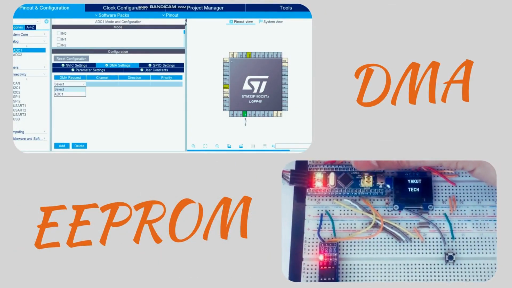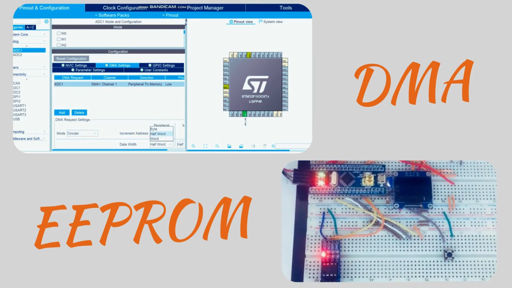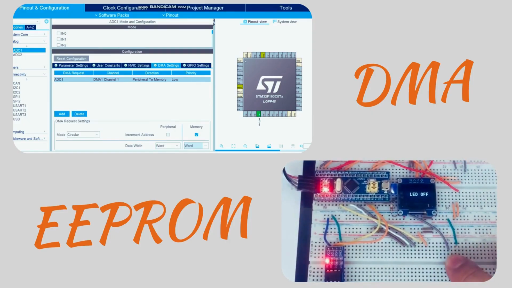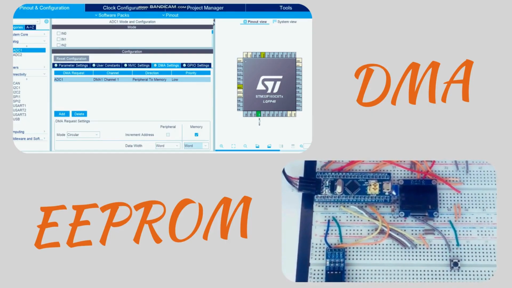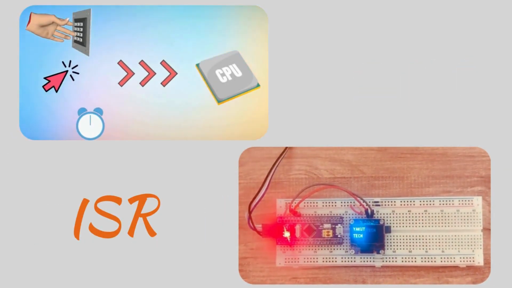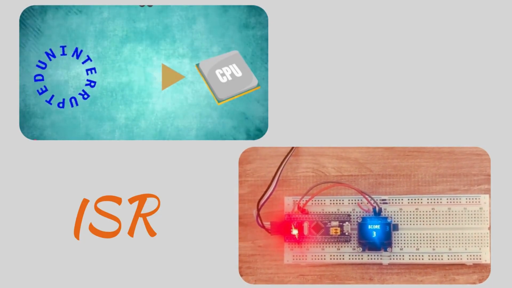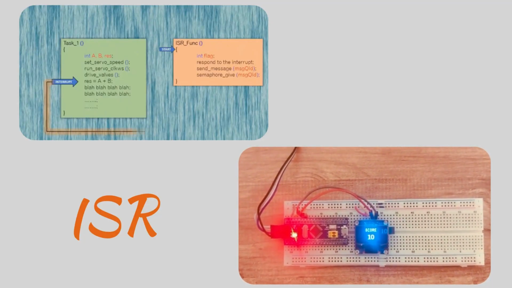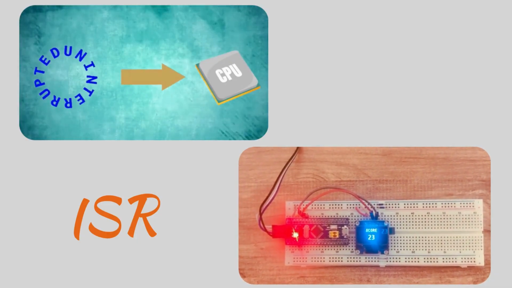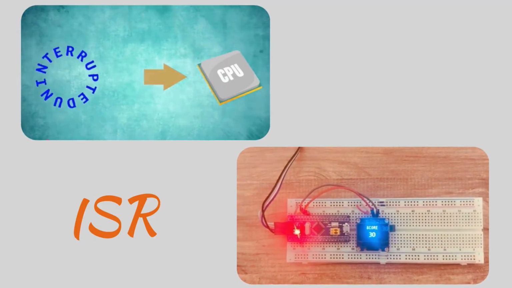As your projects grow, you'll need efficiency, so you'll learn DMA, direct memory access, to handle data transfers smoothly, freeing your CPU for more important tasks. You'll also master interrupts, enabling your STM32 to react instantly to external events like motion detection with a motion sensor or a button press, making your project responsive and real-time.